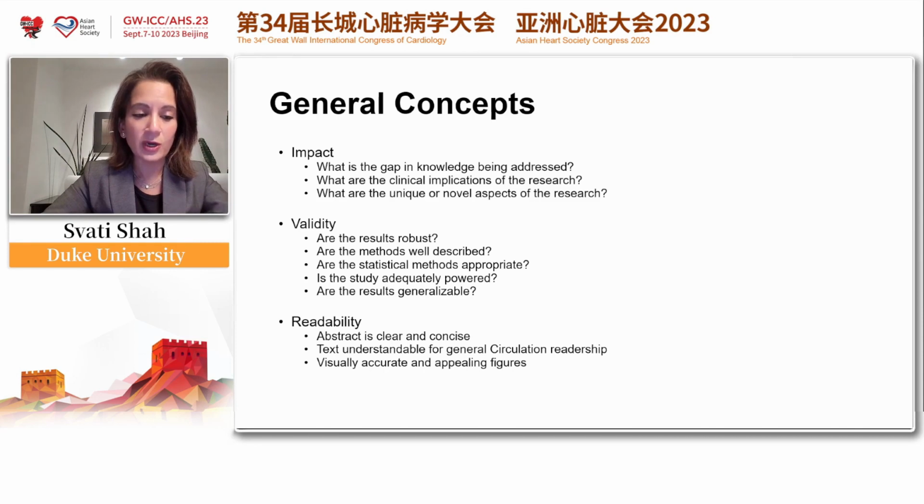And then finally, with regards to readability, Darren McGuire, one of our senior editors, really focuses on making sure the abstract is clear and concise, because so much information can be conveyed in the abstract, and making sure that the text is understandable for the general Circulation readership. Obviously, not the entire readership is going to understand every type of paper, but we try to make it as understandable as possible. And having visually accurate and appealing figures also really enhances papers.